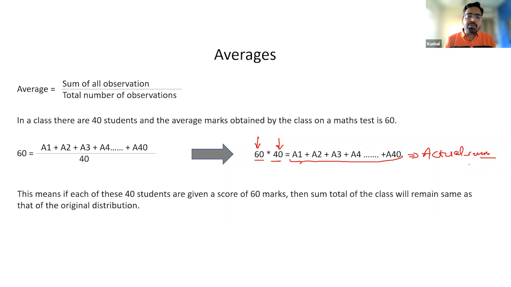So let me put that into words. This means that if each of these 40 students is given a score of 60 marks, then the sum total of the class will remain the same as that of the original distribution. This is all what we mean by average.